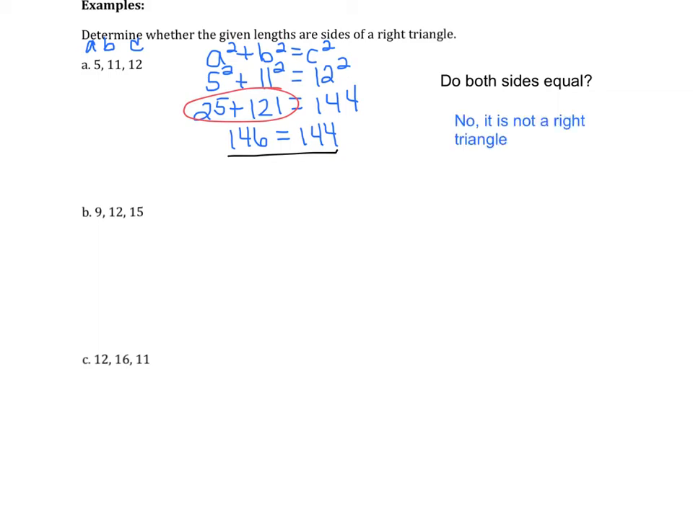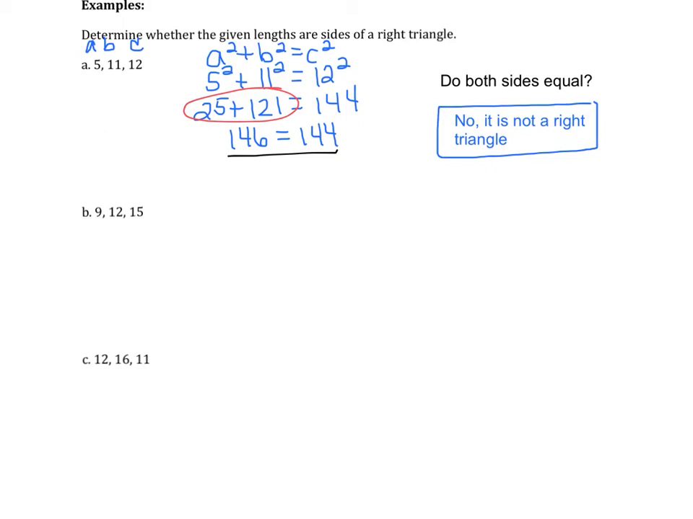So they are not equal to each other, so it's not a right triangle. Therefore, your answer is no, it is not a right triangle. That's what you're trying to figure out here. You're trying to figure out if the lengths they give you make both sides equal each other, and if they equal each other, then it's a right triangle. If they don't equal each other, it's not a right triangle.